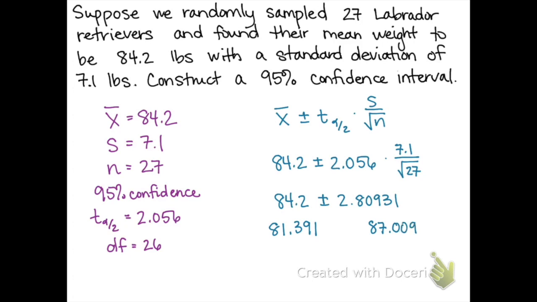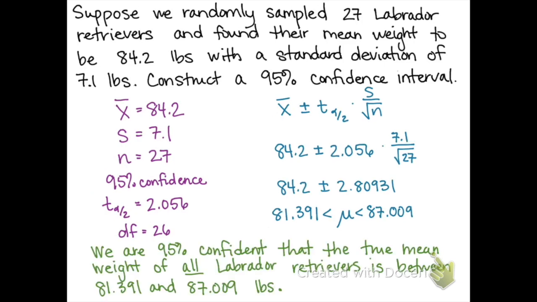87.009 when rounded. This is an inequality, and we're expecting that the population mean mu would be somewhere in this confidence interval. We believe that with 95% confidence. In conclusion, we could say that we are 95% confident that the true mean weight of all Labrador Retrievers is between 81.391 and 87.009 pounds.